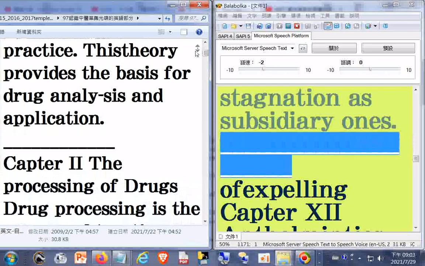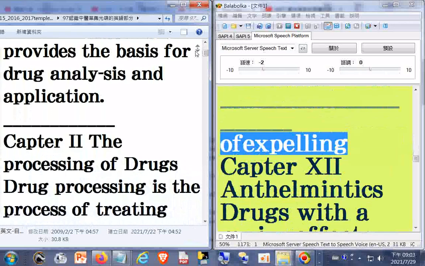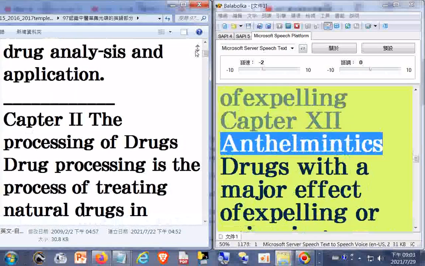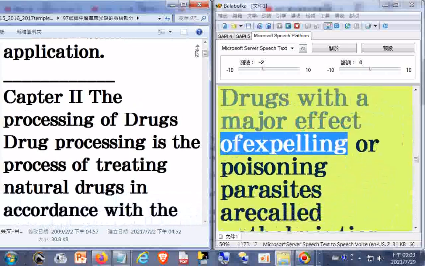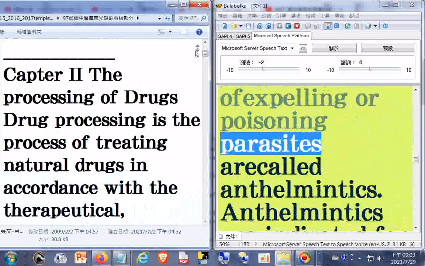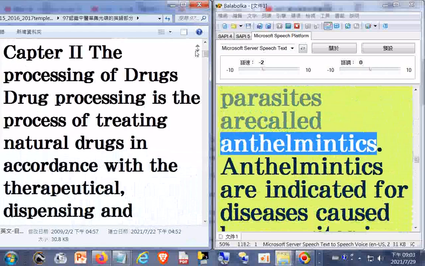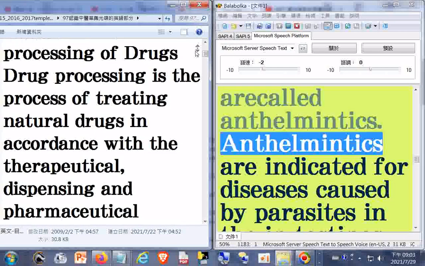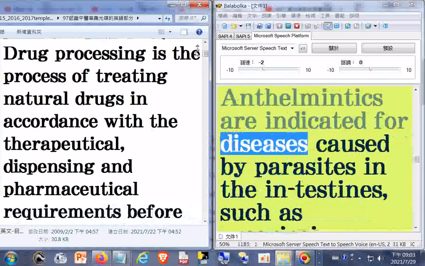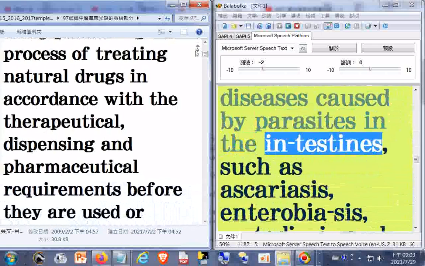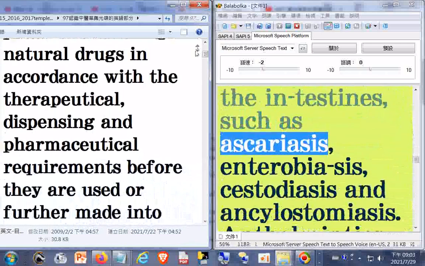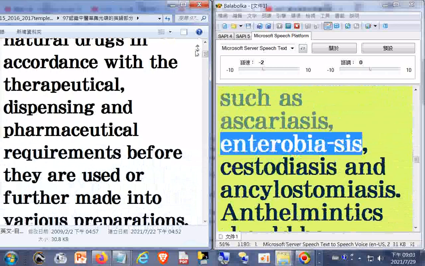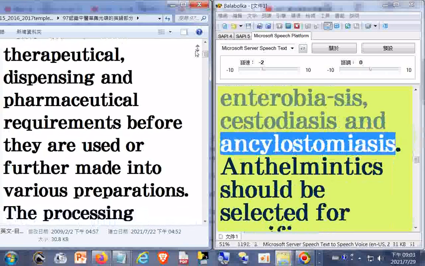Chapter 12 Anthelmintics. Drugs with a major effect of expelling or killing parasites are called anthelmintics. Anthelmintics are indicated for diseases caused by parasites in the intestines, such as ascariasis, enterobiosis, cestodiasis and ancylostomiasis.